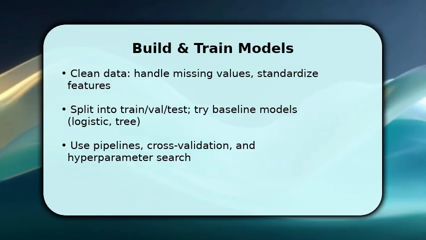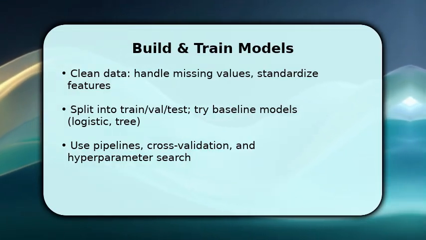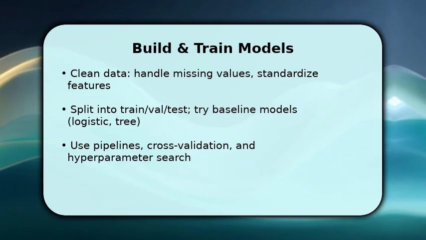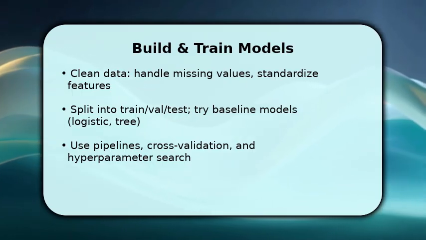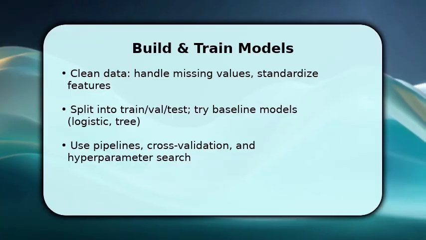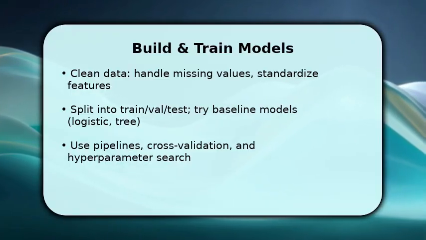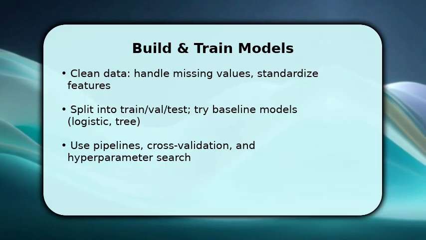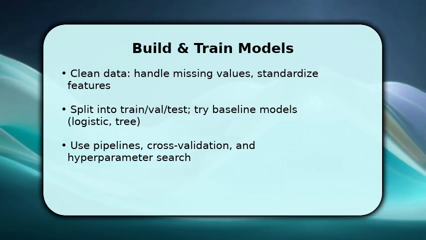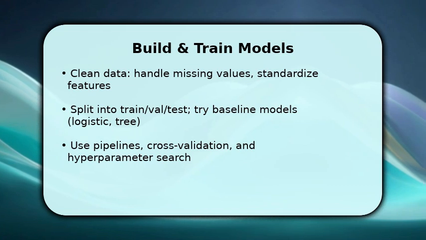Then split into train/validation/test sets and implement a pipeline combining preprocessing with a simple baseline model, such as logistic regression or a decision tree. Make sure to use cross-validation and a grid or randomized search for hyperparameters. This helps you compare models reliably.